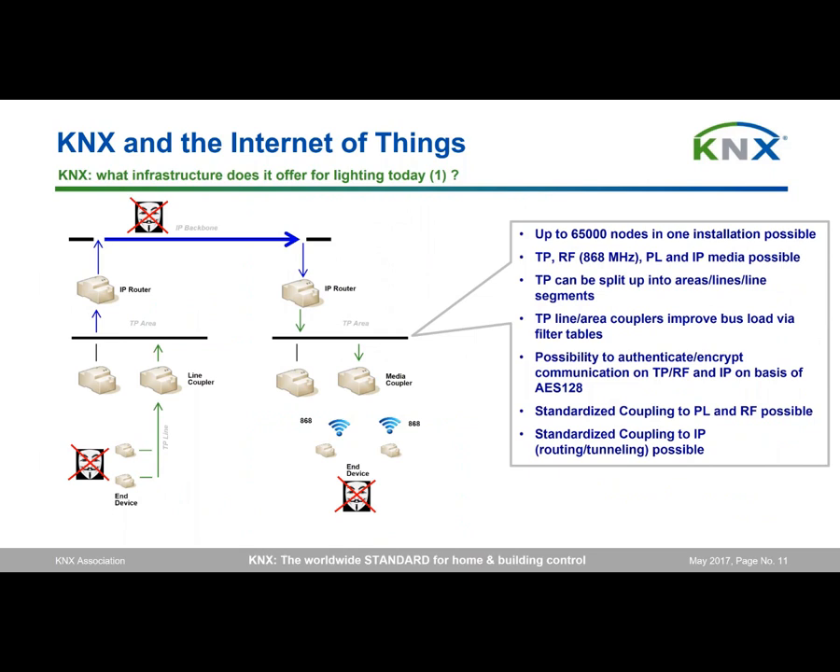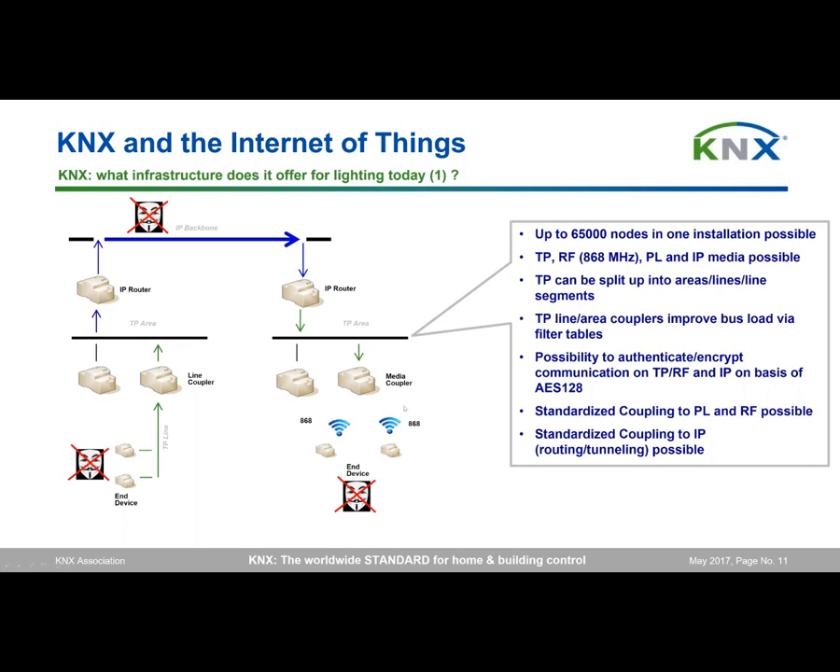Well, there is good news. There is already a solution on the market which is called KNX and ticks all the previous boxes. In a KNX installation, it is possible to include 65,000 nodes in one single installation. There are different media solutions supported. The common solution is a twisted pair network, which is depicted here.